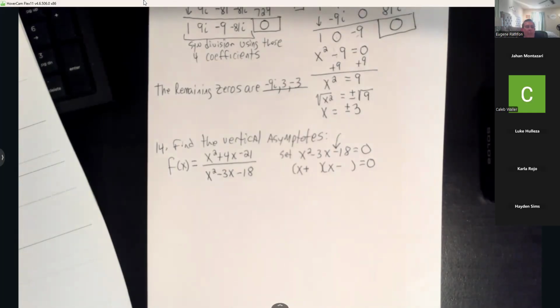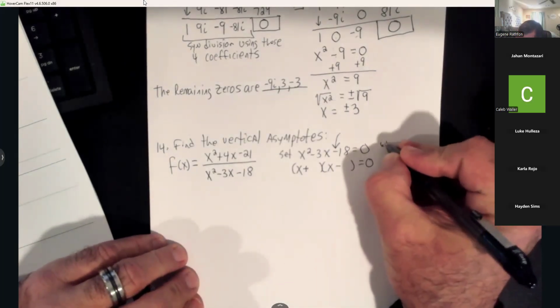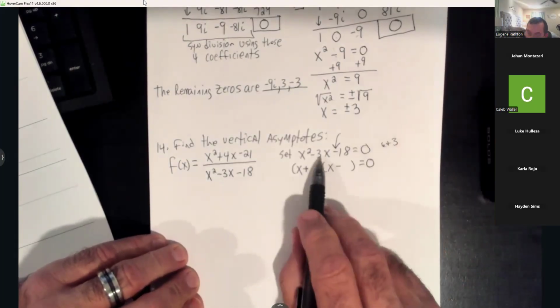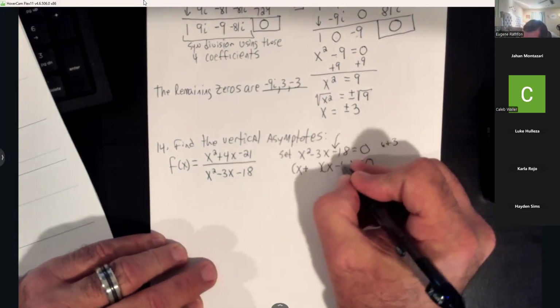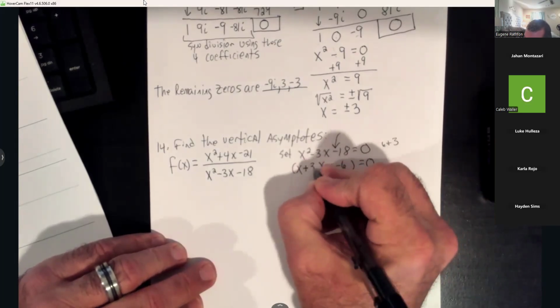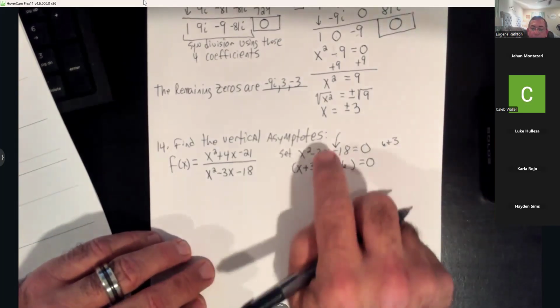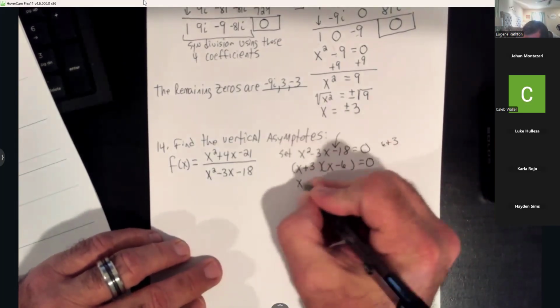So what two numbers multiply to get me 18? Okay, Darren, you got it, 6 and 3. So the larger number is going to be negative like the middle, and then the smaller one would be positive. All right, y'all, set both these equal to 0.